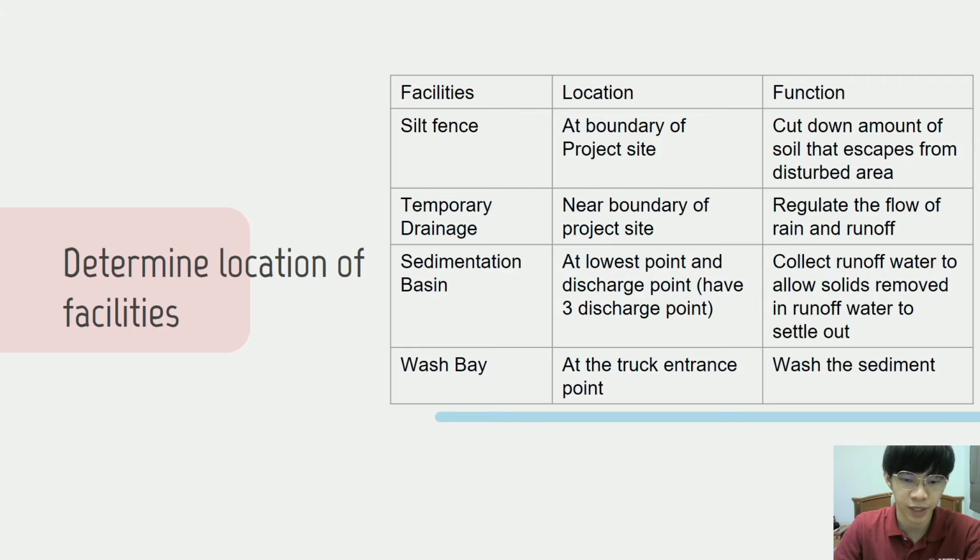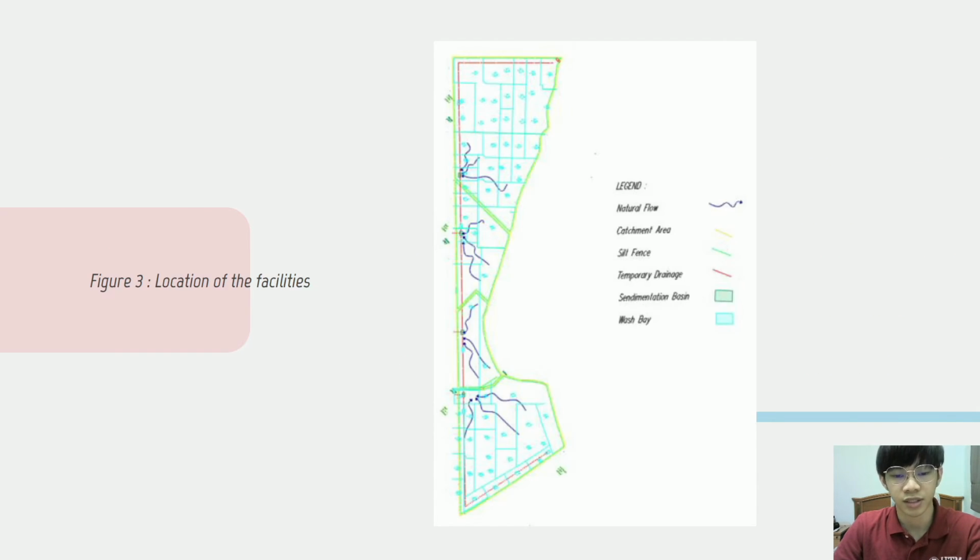Wash bay is placed at the truck entrance point. The function of it is to wash out the sediment, so the sediment will not be brought out by the truck and cause pollution. This is the figure of the location of the facilities, where our group decided to locate them.